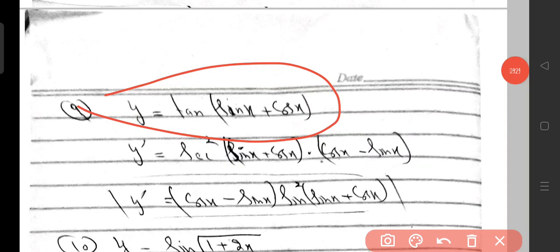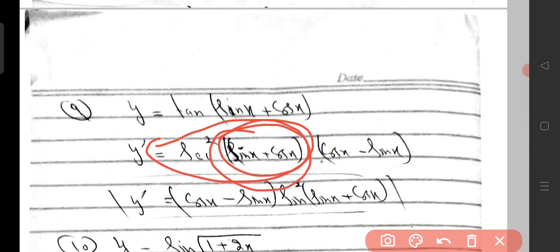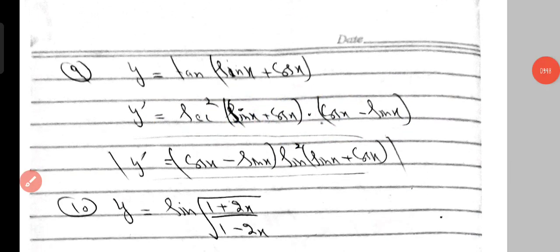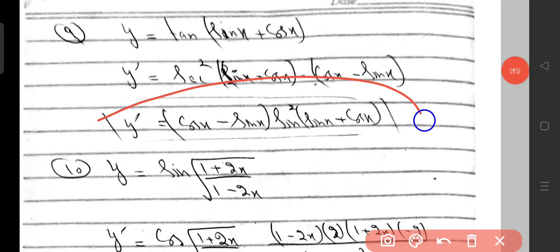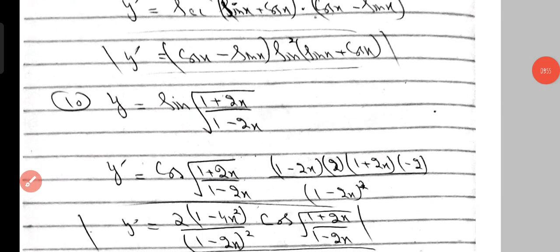y is equal to tan x over sin x plus cos x. The derivative of tan x is sec square x. So it's your u, and the derivative of it, it's your box, and the derivative of this box is cos x minus sin x. The derivative of sin x is cos x, and the derivative of cos x is minus sin x. So finally you will get this type of answer.